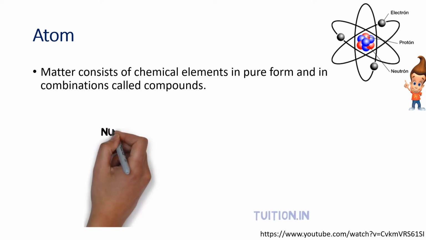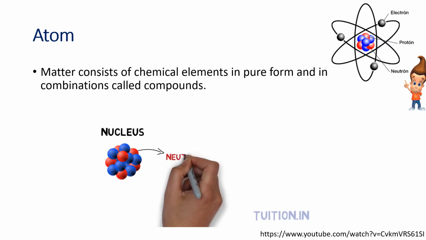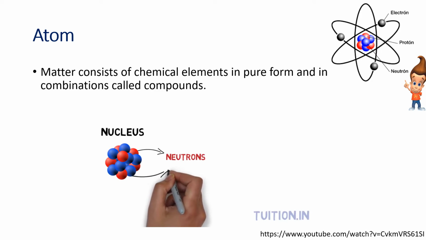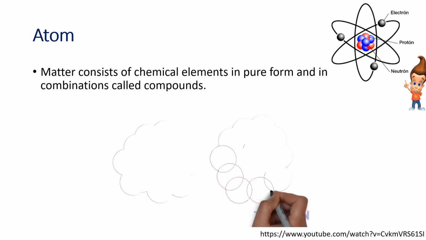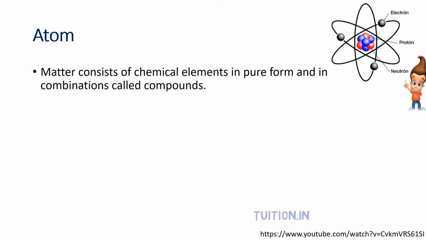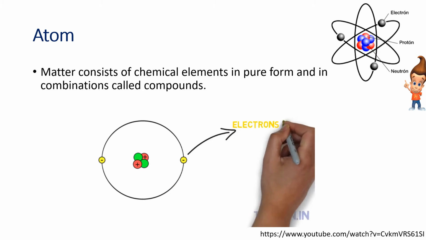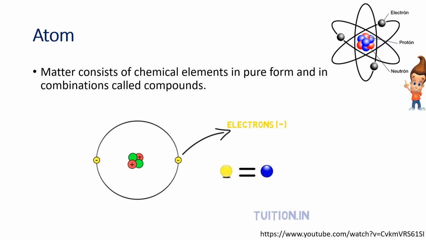Each atom has a dense center called the nucleus. The nucleus contains neutrons, which have neutral electric charge, and protons, which are positively charged. The number of protons in an atom determines the element's physical properties. No two elements have the same number of protons. Revolving around the nucleus like the planets around the sun are the negatively charged particles called electrons. Electrons and protons attract each other. Usually, they are equal in number.